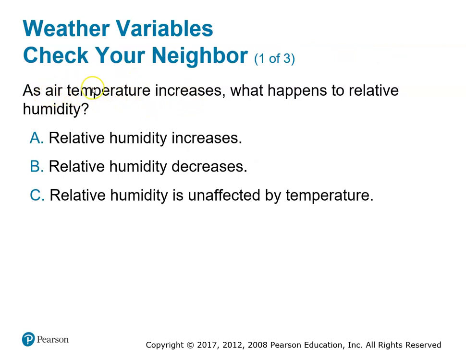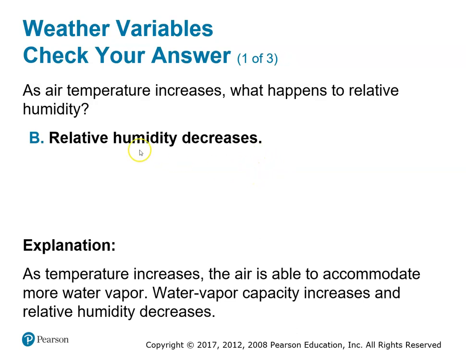Let's see. As the air temperature increases, what happens to the relative humidity? If the air temperature goes up, the relative humidity will definitely go down, because you can put more moisture into the air at higher temperatures. All right, there it is. So it says as temperature increases, the air is able to accommodate more water vapor. The water vapor capacity is increased, and the relative humidity decreases.